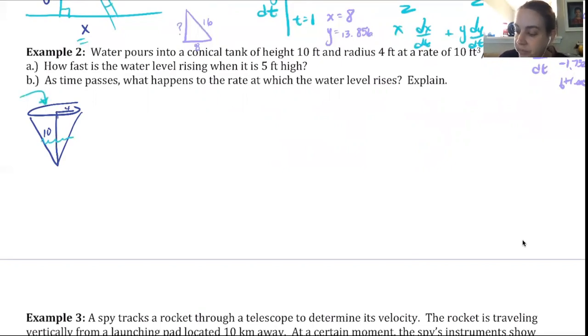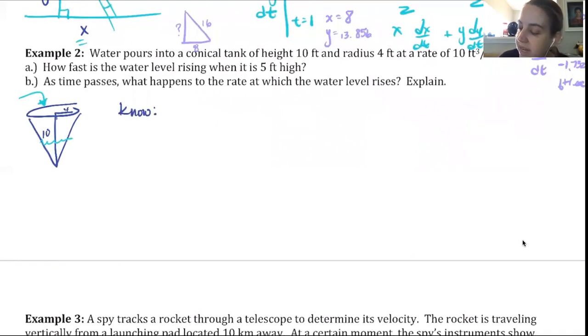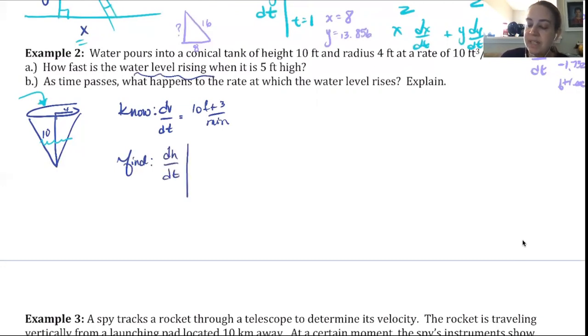So what do we know? We know 10 cubic feet per minute. What does cubic feet measure? It measures volume. So this is the change in the volume with respect to time, cubic feet per minute. We want to find how fast the water level is rising. That's actually going to be dH/dt. Now, when am I taking a picture of this whole situation with my phone? When the water level is 5 feet high, when h is equal to 5 feet.